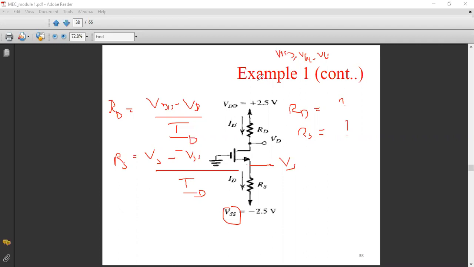$5K, sir. Yes, very good. 5K. That is 2.5. VDD is 2.5, right? So 2.5 minus VD is 0.5. So 2.5 minus 0.5 divided by 0.4 milliamps.